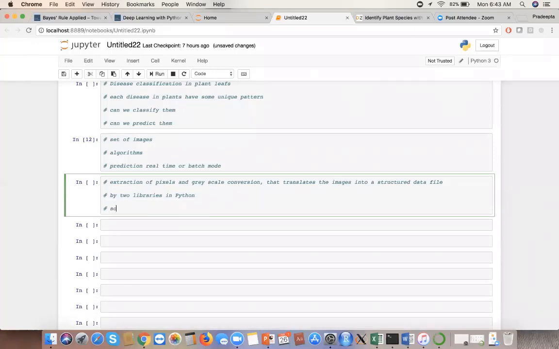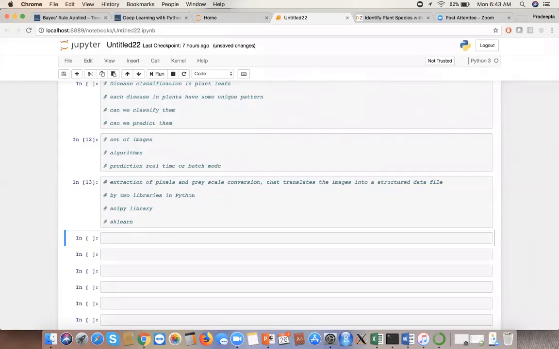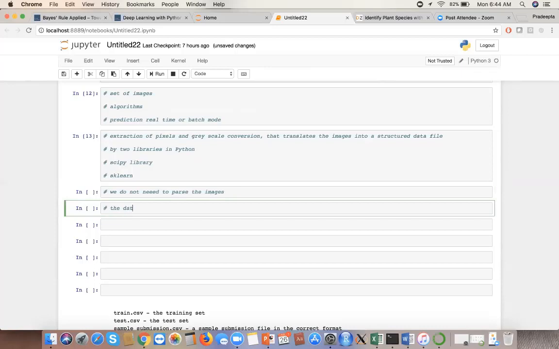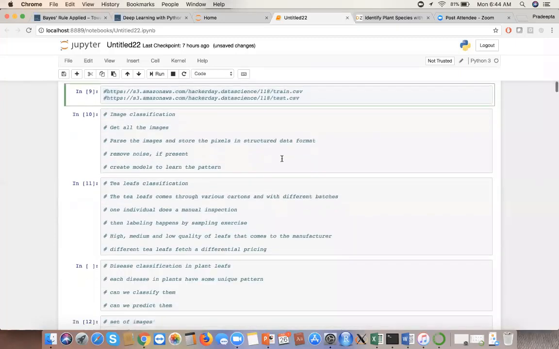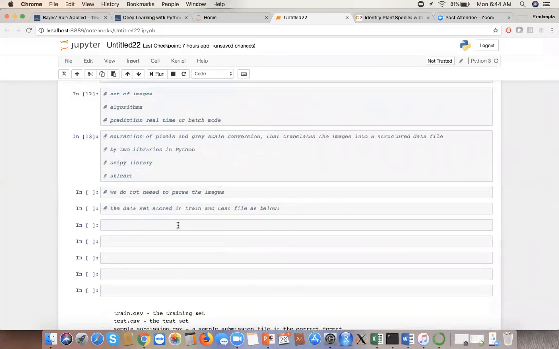This process can be achieved by two libraries in Python. The first one is SciPy. Second one is scikit-learn. Those two libraries can be used to convert the images into pixels. In this particular problem statement that we are trying to solve, we do not need to parse the images. It is already parsed and the dataset stored in train and test file as below. Coming back to algorithms. So these are the libraries to be used to read the images. Once it is parsed, once it is processed, it is converted to a structured data file.